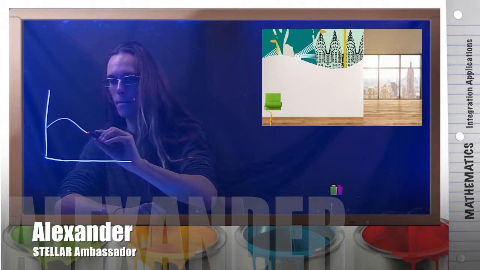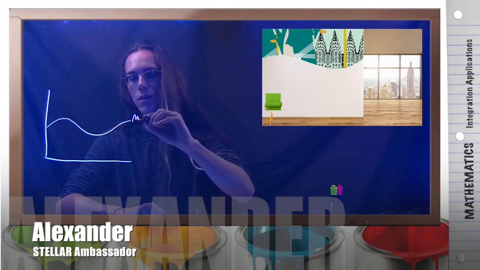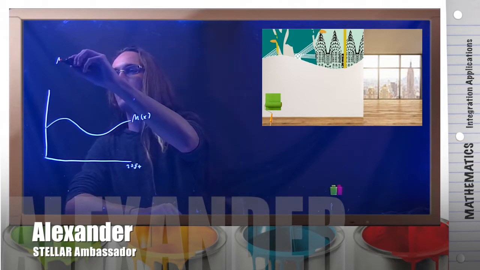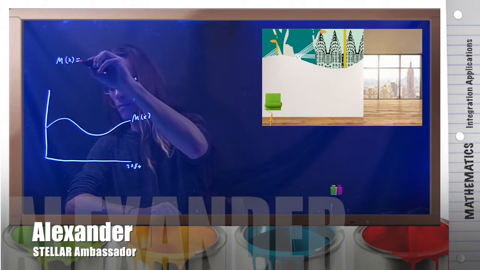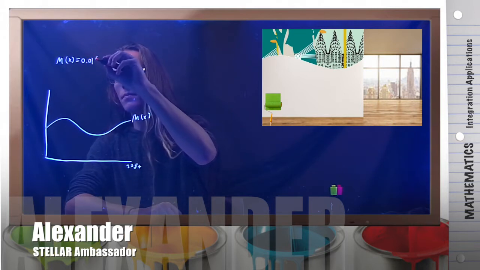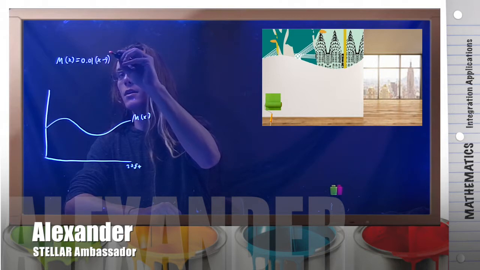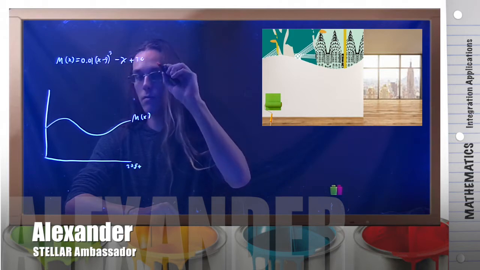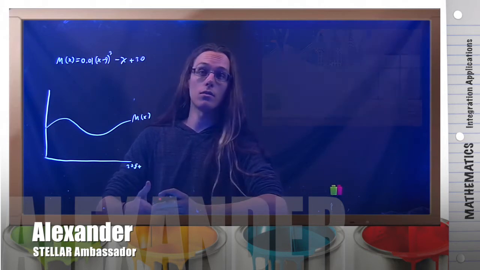I'm going to go ahead and do my best attempt to draw this by hand. And the function is called m of x that models this. And they tell us the bottom border of the mural is modeled by this function. And they tell us that m of x is equal to 0.01 times (x minus 9) cubed, minus x plus 30. And they ask us, what is the area under the mural?